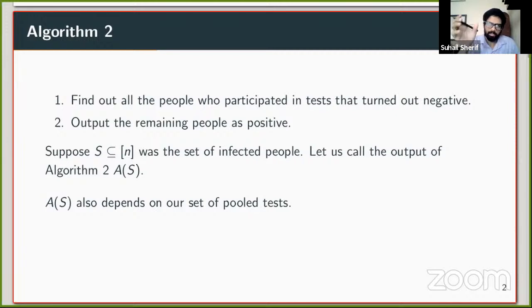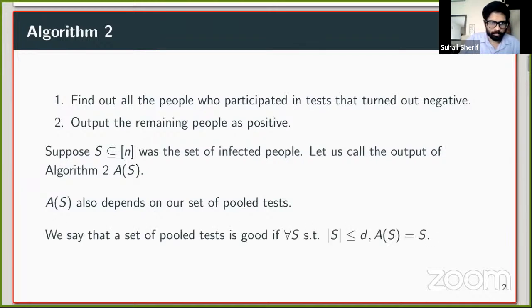So we need to choose a set of pool tests wisely so that for all S of size at most D, A of S is equal to S. Now I'll state this again. We say that our set of pool tests has been wisely chosen if for all of our possible sets of infected people.